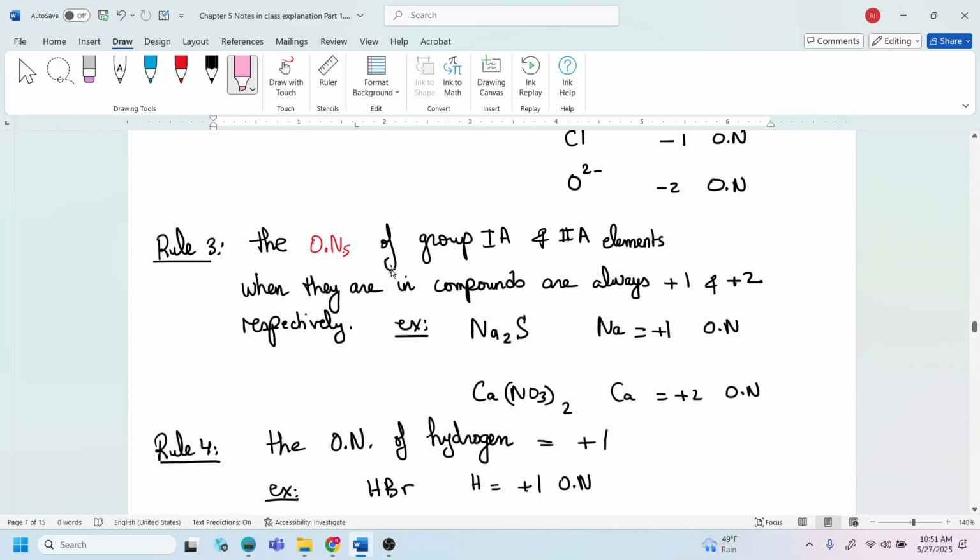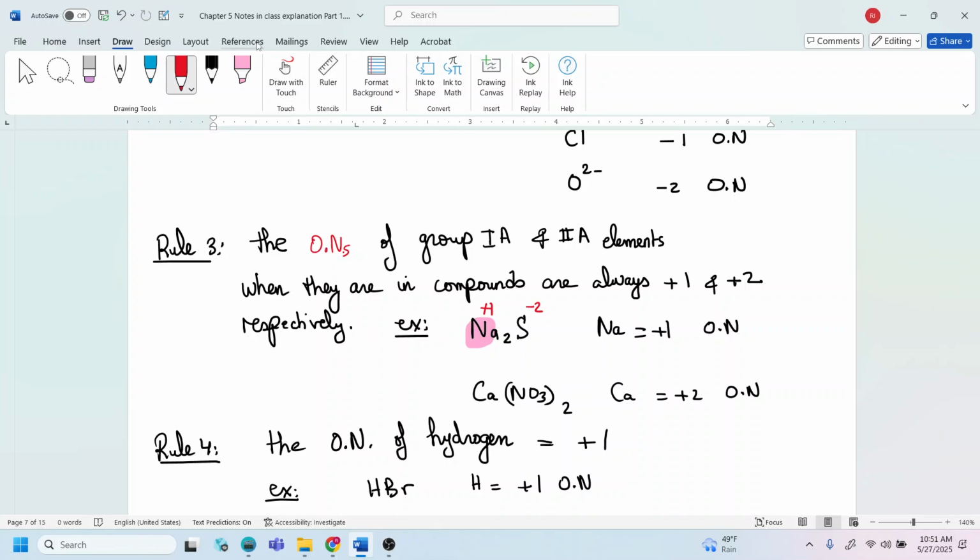For oxidation numbers of group 1A and 2A elements, when they are in compounds, these are always a plus one and a plus two, respectively. So if you look at sodium sulfide, for example, sodium is in group number one, right? So it is going to be +1. And I know that sulfur is -2, so I would say the oxidation state of the sodium is going to be +1, and the oxidation state of the sulfur is going to be -2.